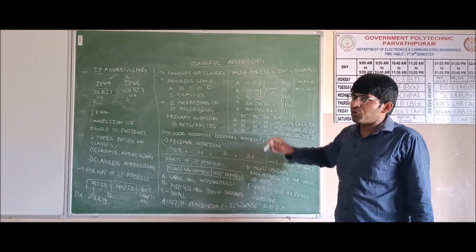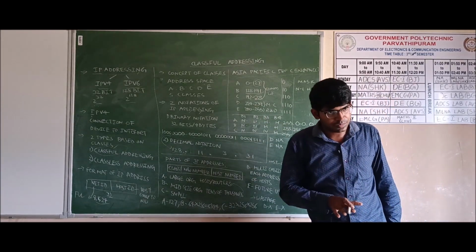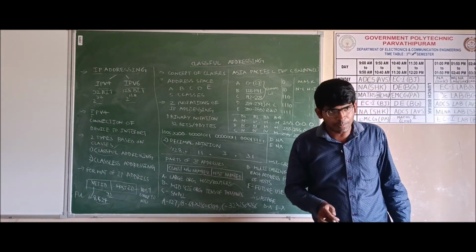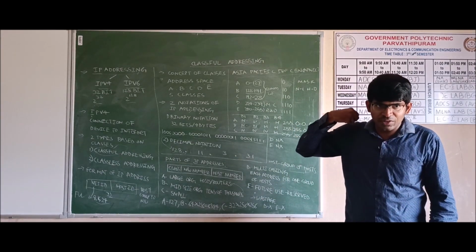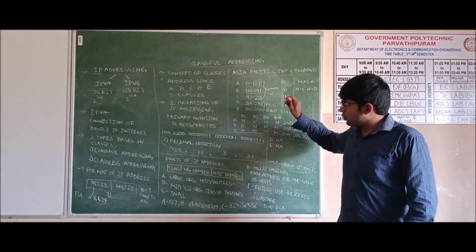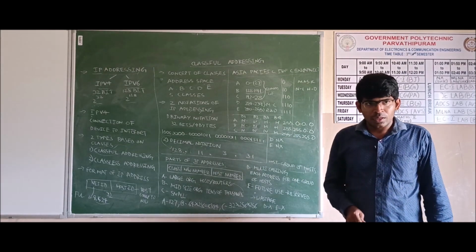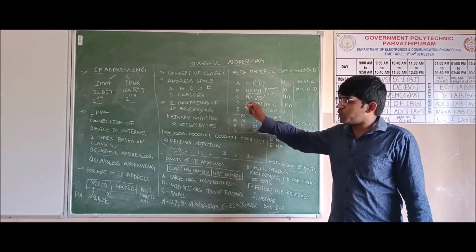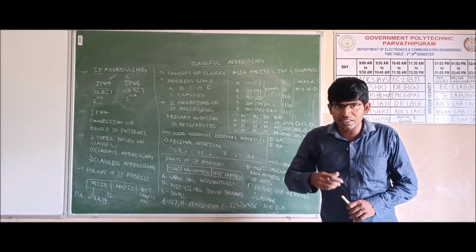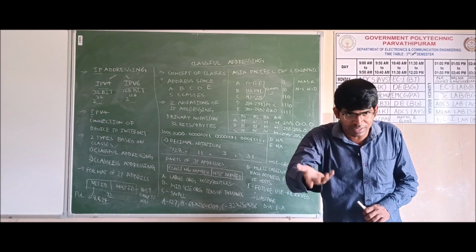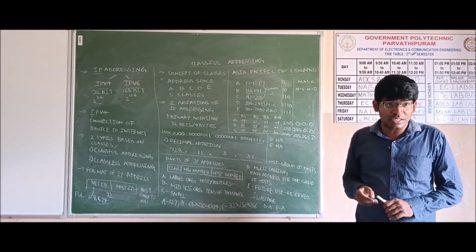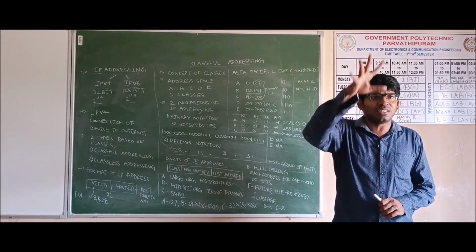Classes A, B, and C we use for commercial purposes. Class D we use for multicasting; when we want to address a group of hosts simultaneously, we use multicasting. For research and development purposes, we use class E. In classes D and E, there is much wastage of addresses. This is the disadvantage of classful addressing: wastage of addresses.